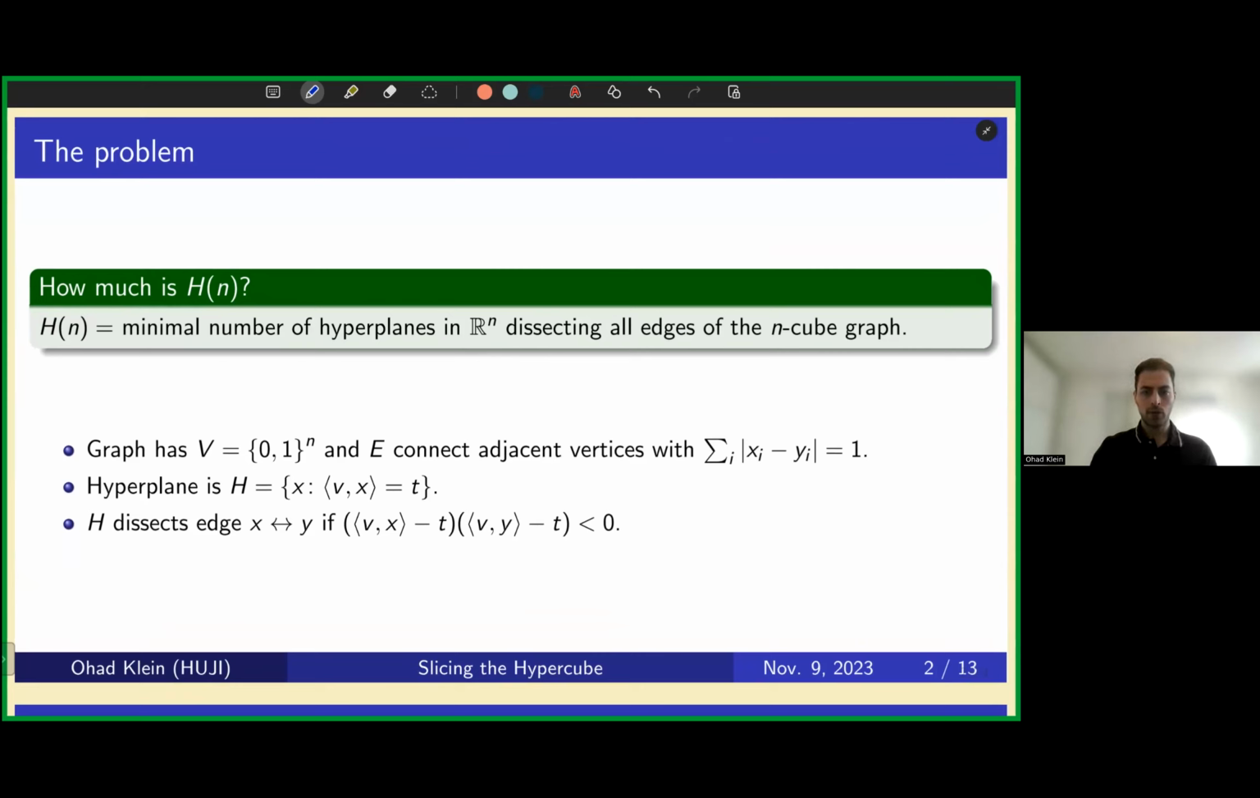The hypercube graph has vertices which are all the 0, 1 vectors, and two vertices are connected if they differ only at a single coordinate. A hyperplane is the set defined using a single linear equation, and we say that a hyperplane dissects an edge if the two endpoints of the edge lie strictly on different sides of the hyperplane.